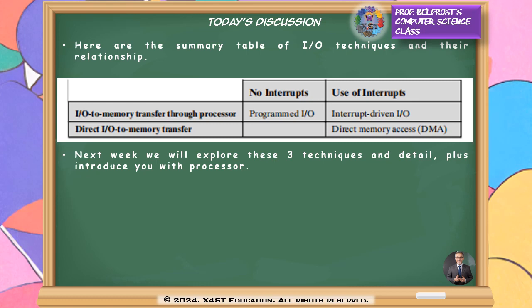I want you to take a screenshot of this table, and this table will be our basis to discuss the next lesson. Next week we will explore these three techniques in more detail, plus introduce you to the processor. And we are done with today's lesson.